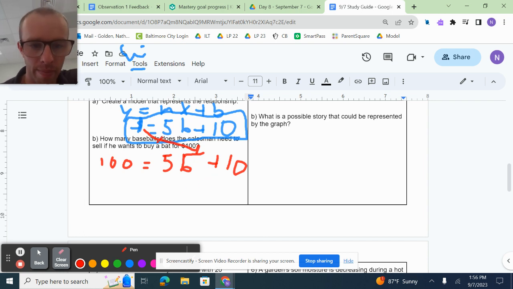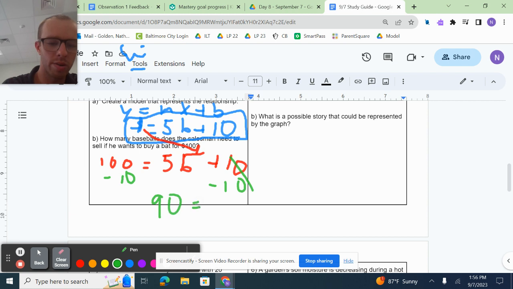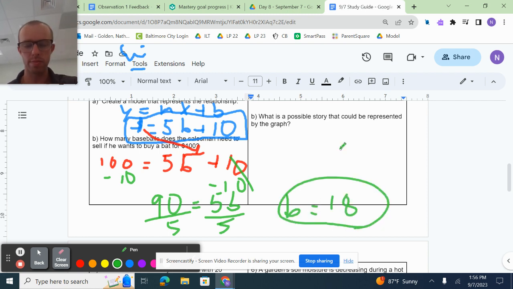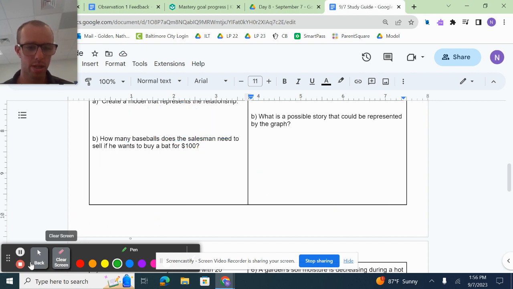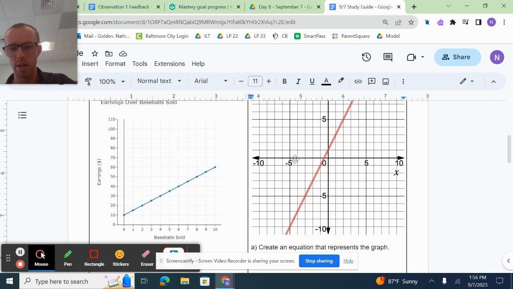Now my only unknown is b, the amount of baseballs. That's the question, right? How many baseballs does it take? So I need to solve for b. Again, it's just a 2-step equation. I'm going to go through it quickly. Assume you know how to do it. Subtract 10 from each side. 90 equals 5b. Divide each side by 5, and you get b is equal to 18. All right. That's number 3. Let's go over to number 4.